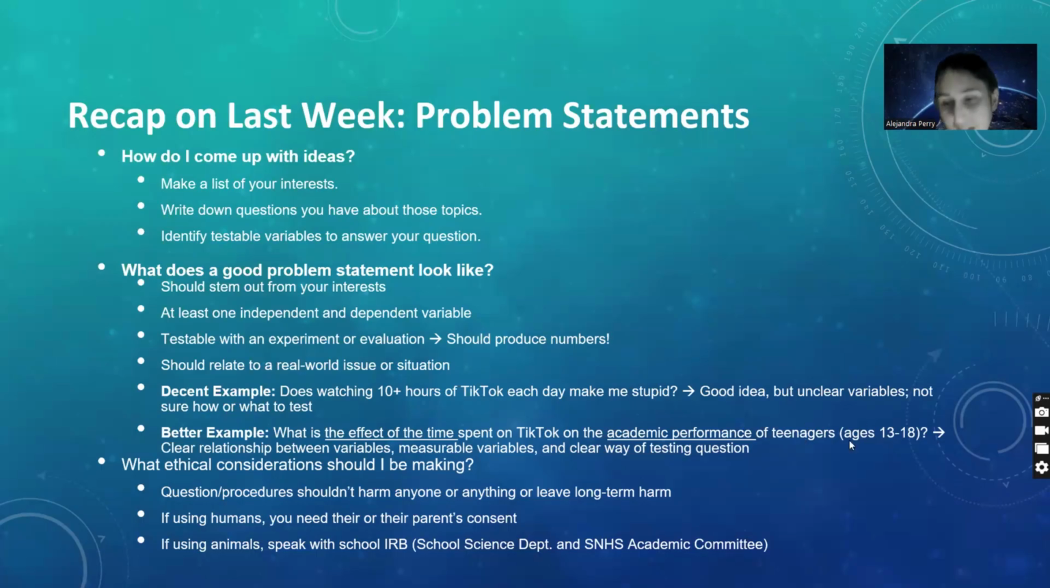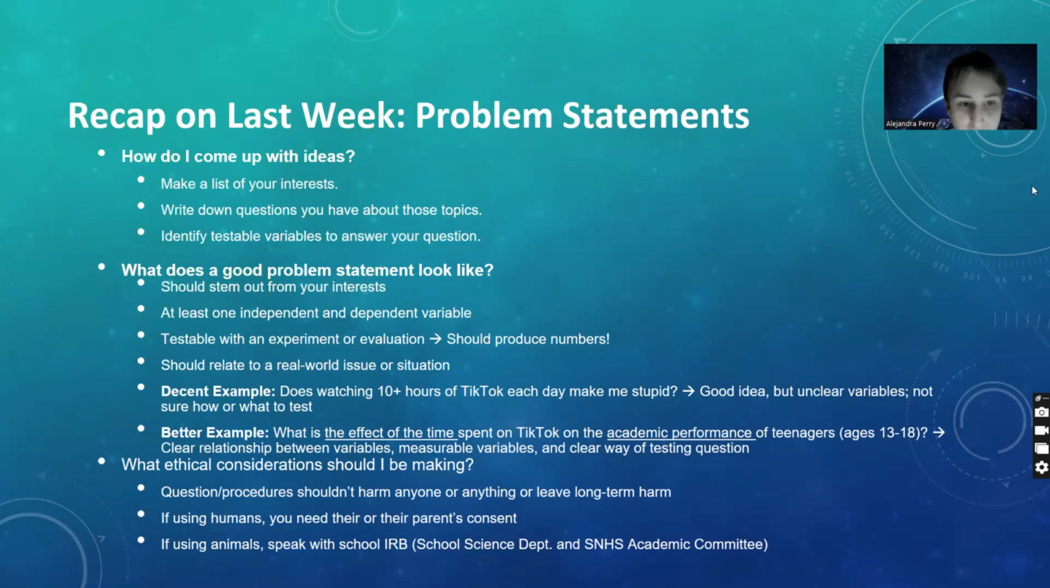And then the last part, which is not necessary, but it also strengthens it, your demographic. The fact that you know you're testing it on teenagers ages 13 through 18, that makes it even better, because you know, okay, I'm testing time, I'm testing academic performance, and it's going to be for teenagers or humans in this specific range. So the fact that you have identified that as well, that also strengthens your problem statement. Of course, that's not really necessary at this stage so far.